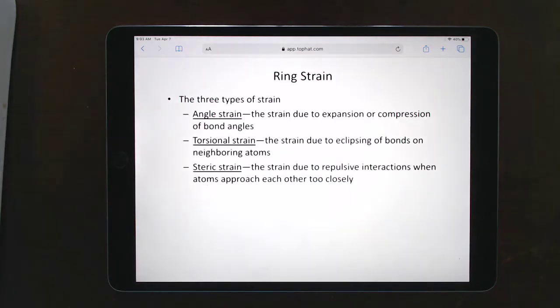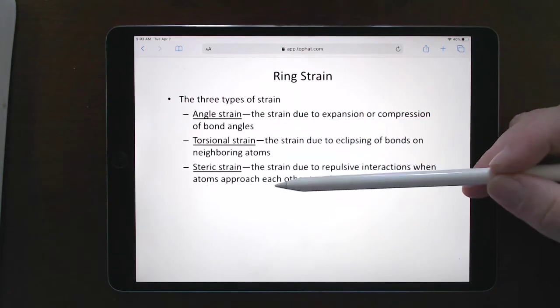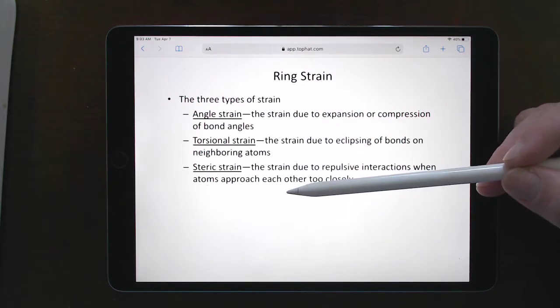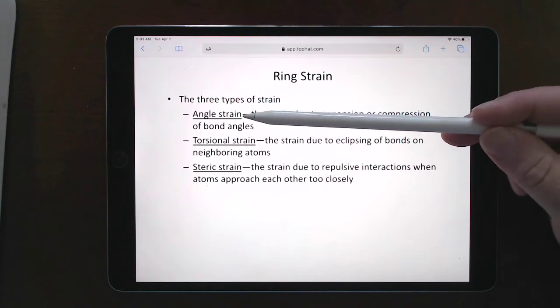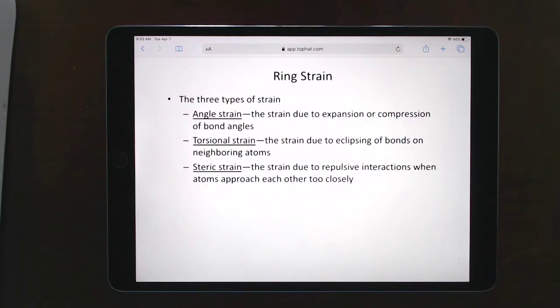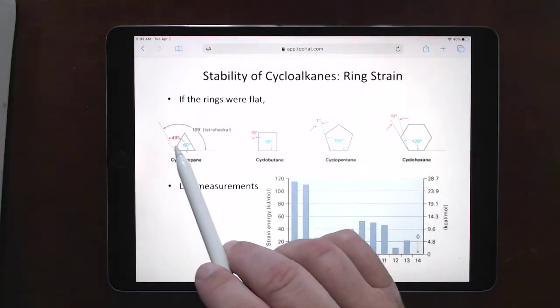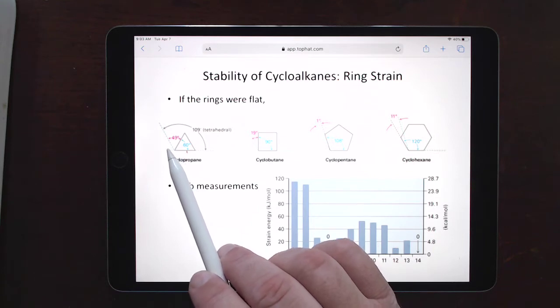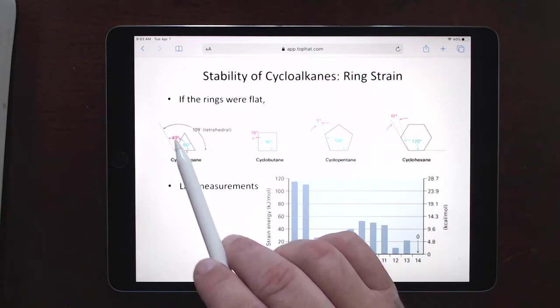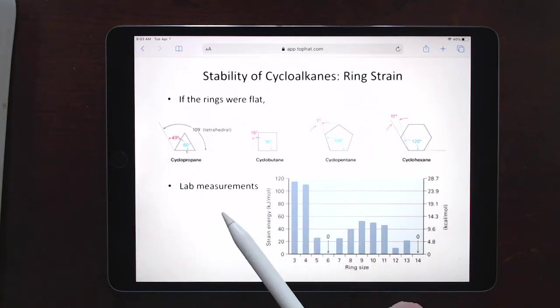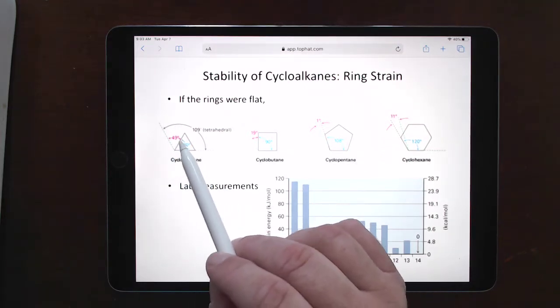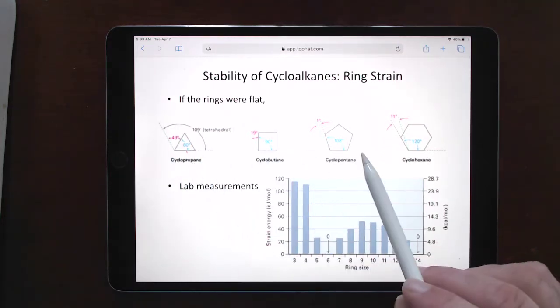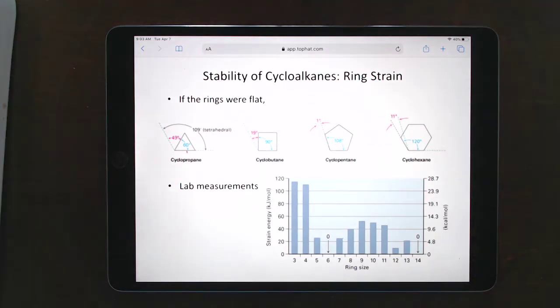And it turns out that you have to deal with all these types of strain. So you get angle strain. This is how far out of ideal that carbon bond is. That carbon bond really wants to be tetrahedral. It wants to be 109.5. Here it's 60. Here it's 90. Here it's 108. So that's really how far away it is from the ideal.